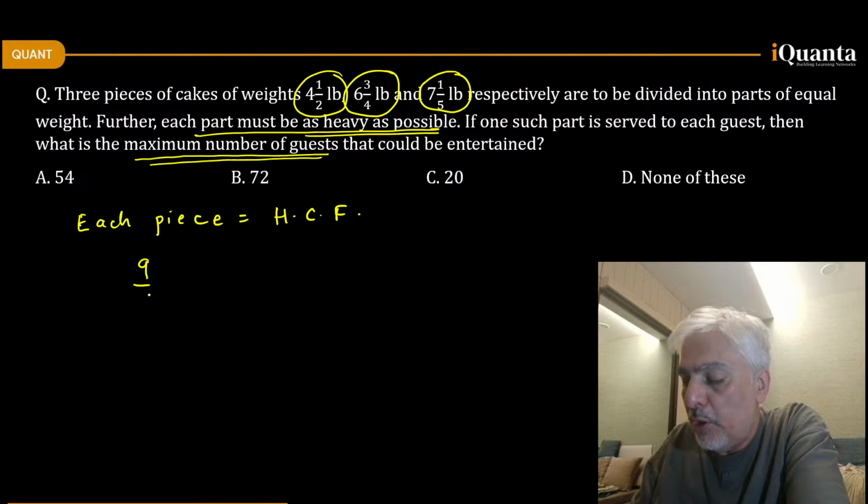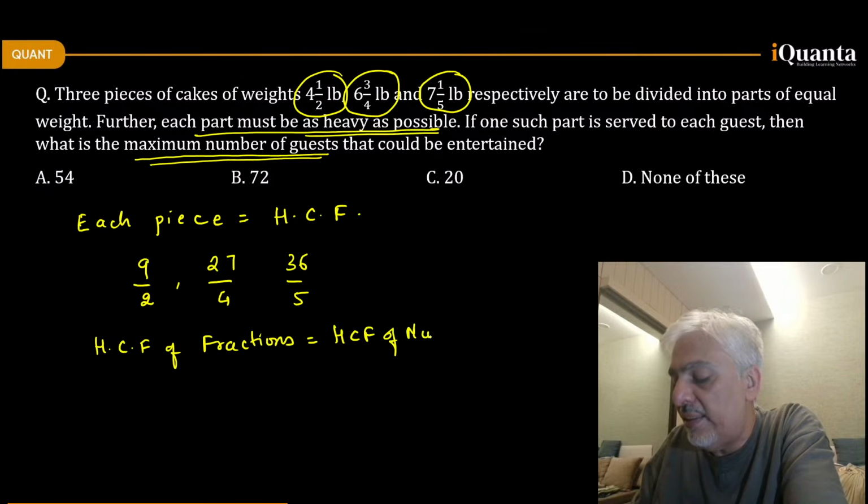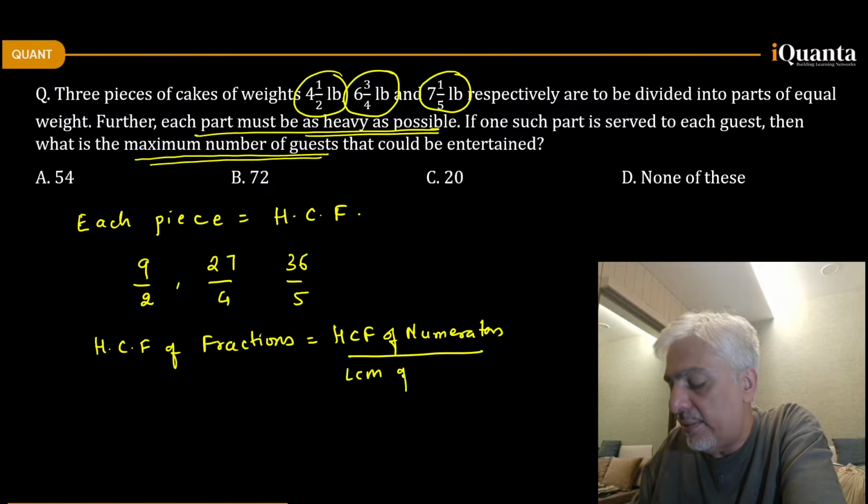4.5 is 9 upon 2. This is 24 plus 3, 27 upon 4. And this is 35 plus 1, 36 upon 5. What is HCF of fractions? What is the formula for HCF of fractions? HCF of numerators upon LCM of denominators.